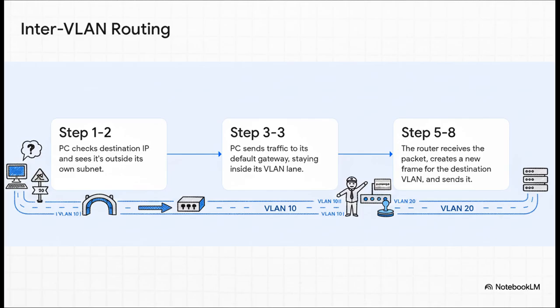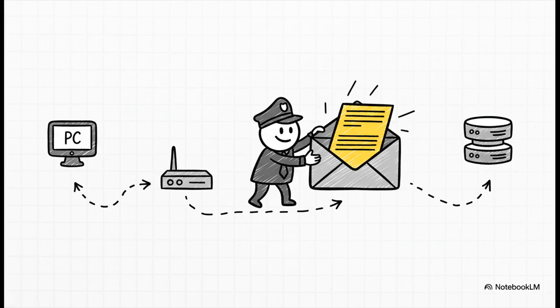A staff PC in VLAN 10 wants to talk to a device in VLAN 20. The first thing it does is check the address, and it realizes, hey, that's not on my street. So what does it do? It sends the data to its exit ramp, the default gateway. The switch makes sure to keep that data inside the VLAN 10 lane until it finally hits the gateway, which is our traffic cop, the router. The router then unwraps it, repackages the data for the VLAN 20 lane, and sends it on its way to the final destination.